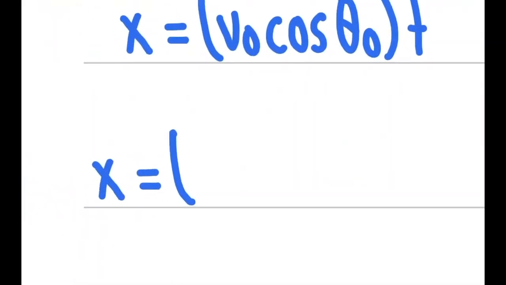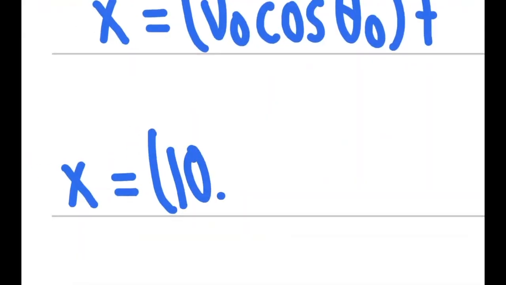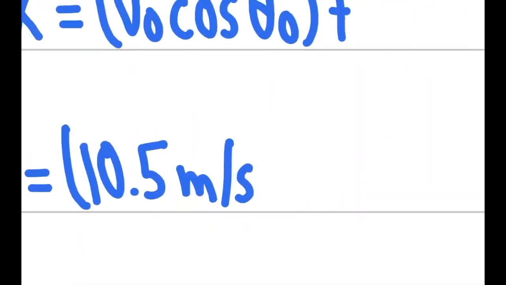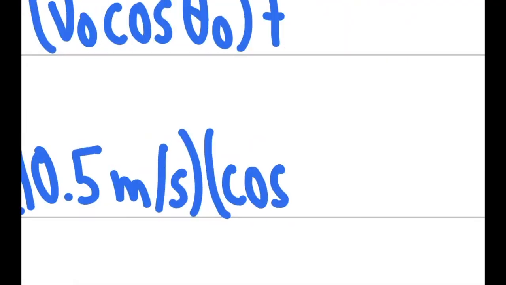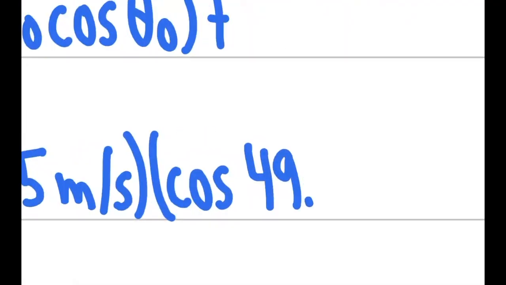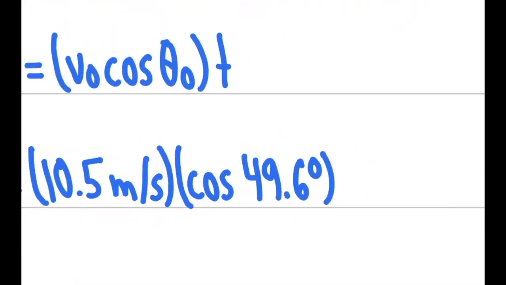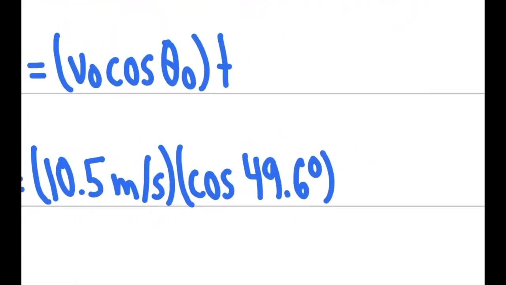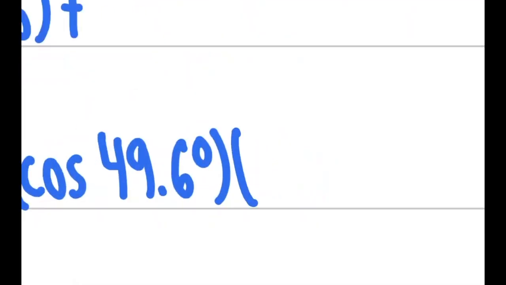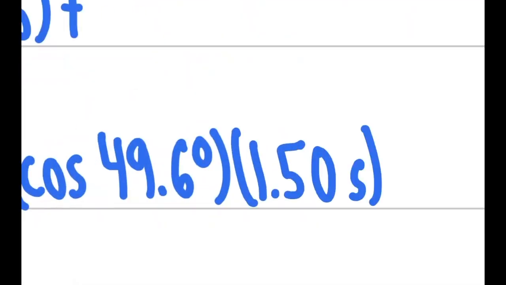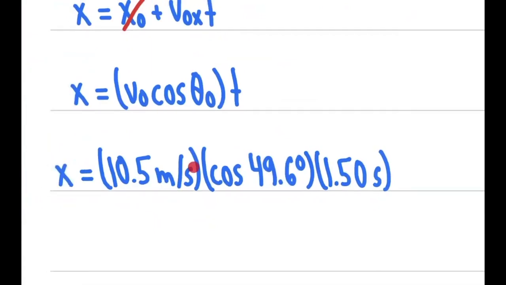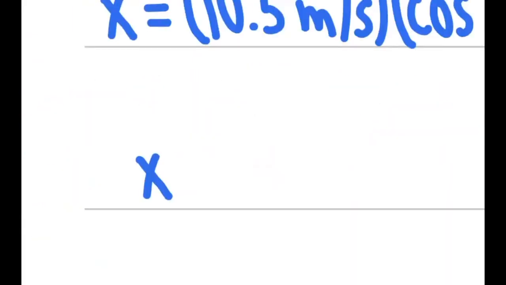So v naught is 10.5 meters per second. Cosine theta naught, that's cosine of 49.6 degrees. Cosine is unitless since it's a ratio. And time is 1.5 seconds. So the seconds cancel, and you're left with meters. Very good. So that's what position is measured in. So if you put this in your calculator, you'll get x is about 10.2 meters.